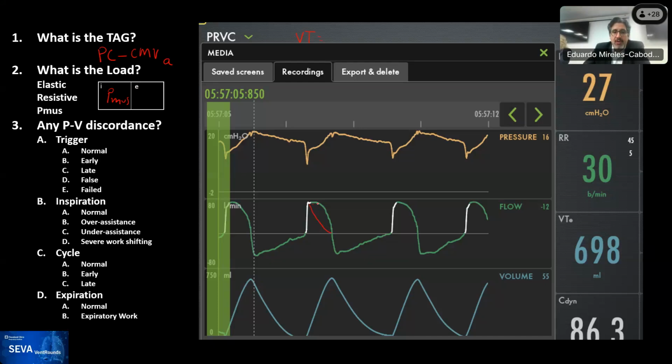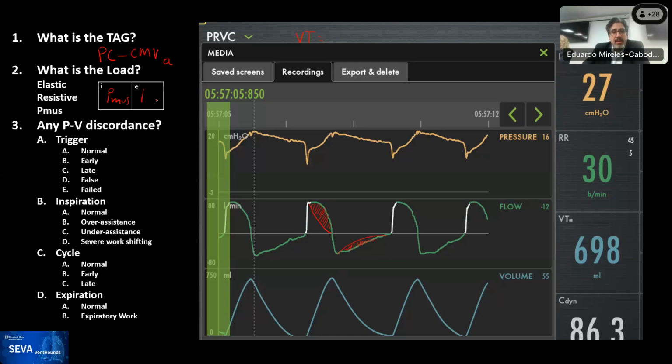And then the end of the breath comes and the patient starts relaxing and the pressure goes up, and then there's expiratory effort and the pressure goes up. So if you imagine a baseline, and I draw a baseline right here with this line, you can see that the pressure is below PEEP. And so this is definitely severe under assistance. So there's severe work shifting.